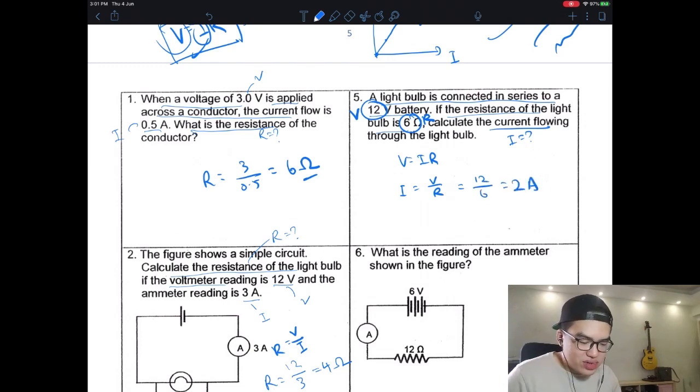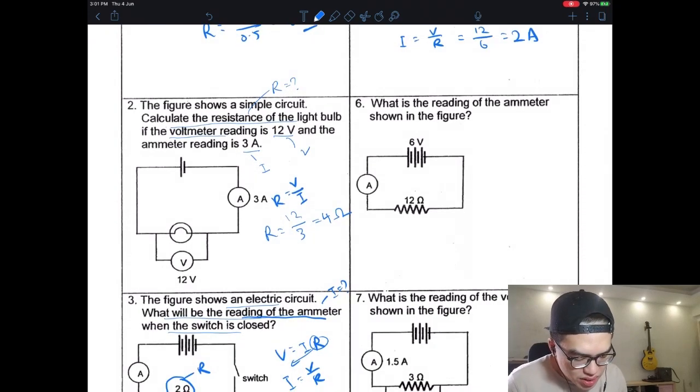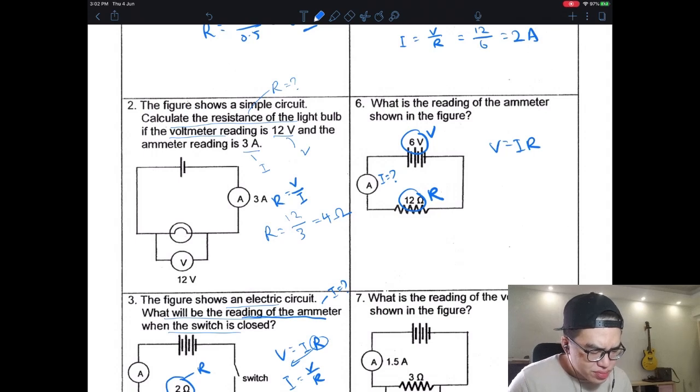So let's continue. Number 6. What is the reading of the ammeter shown? Again, what is my I? This is my V, this is my R. Like you see, I always like to label my stuff, no matter how easy the question is. So I equals V over R. V is 6, R is 12. You should get 1 over 2, which is 0.5.